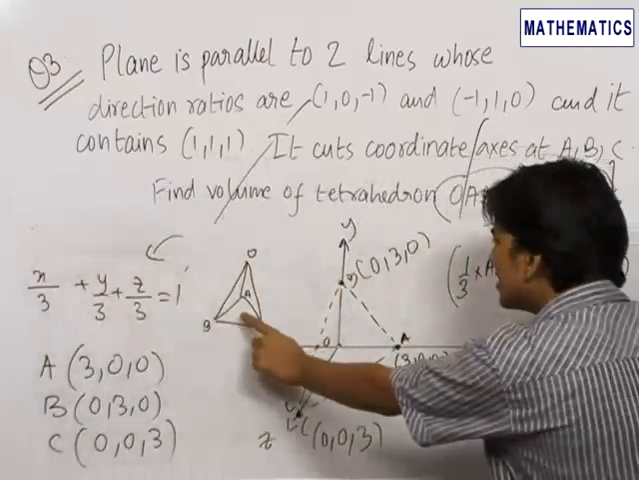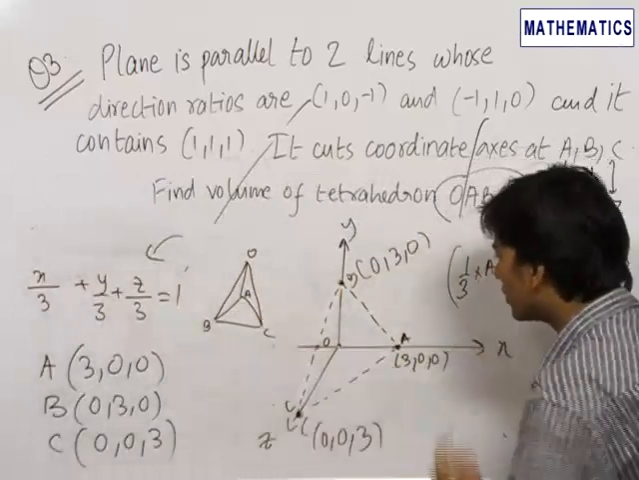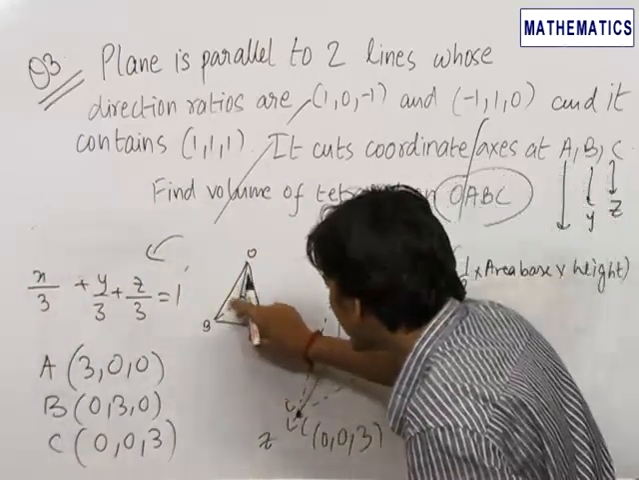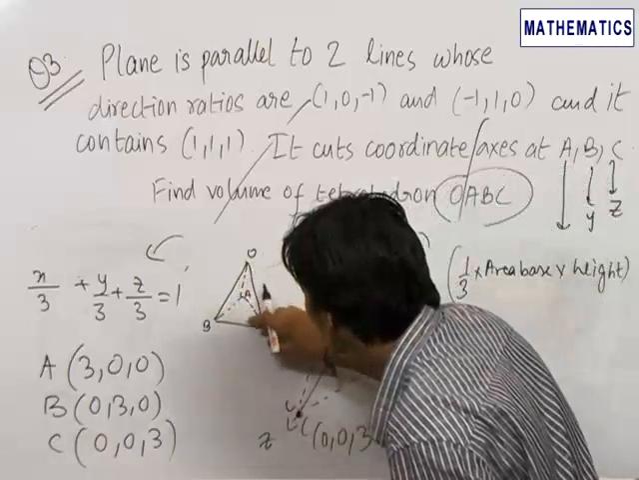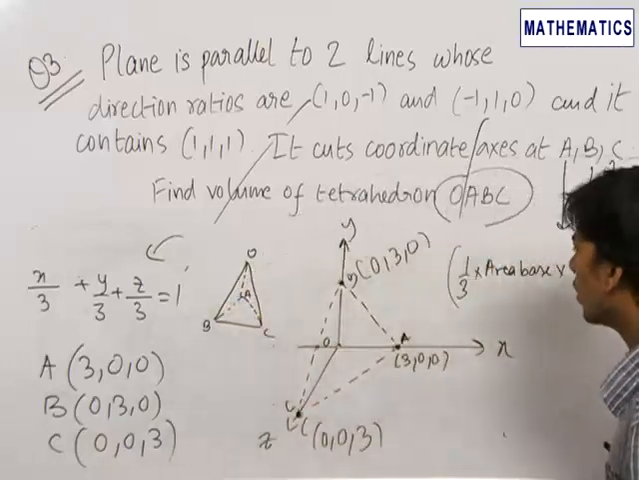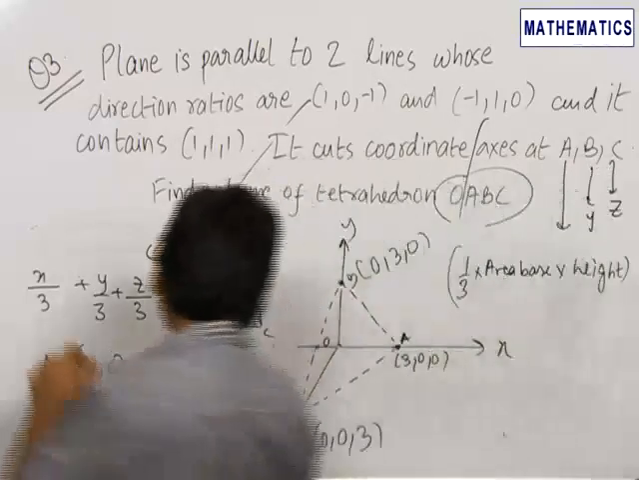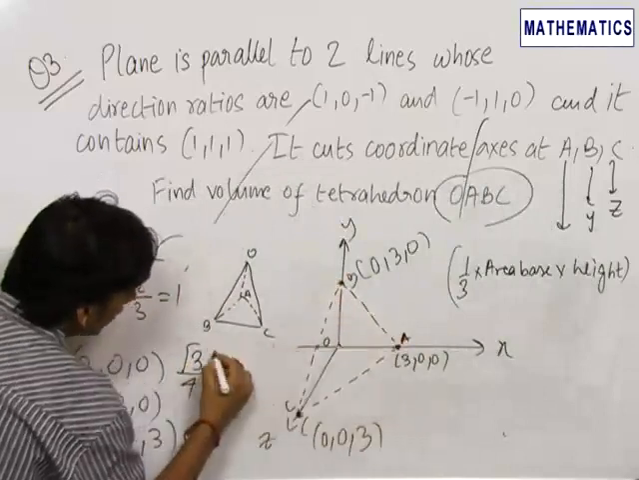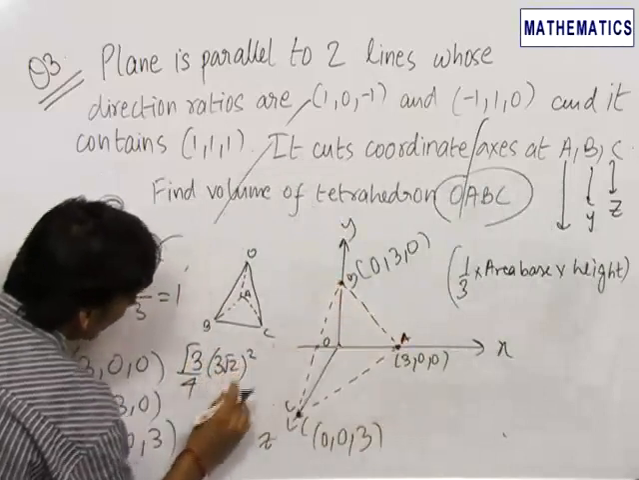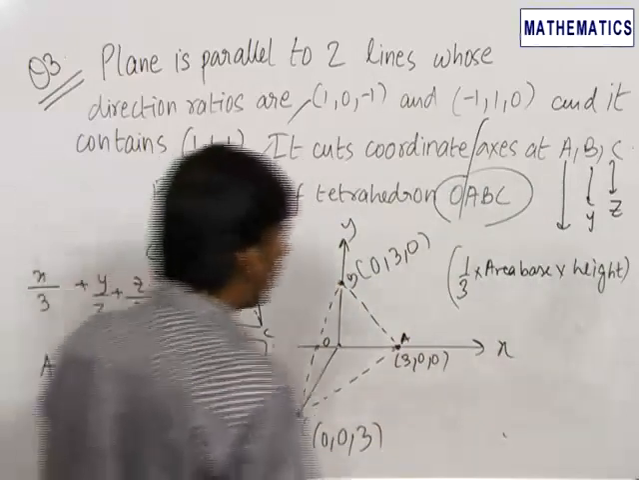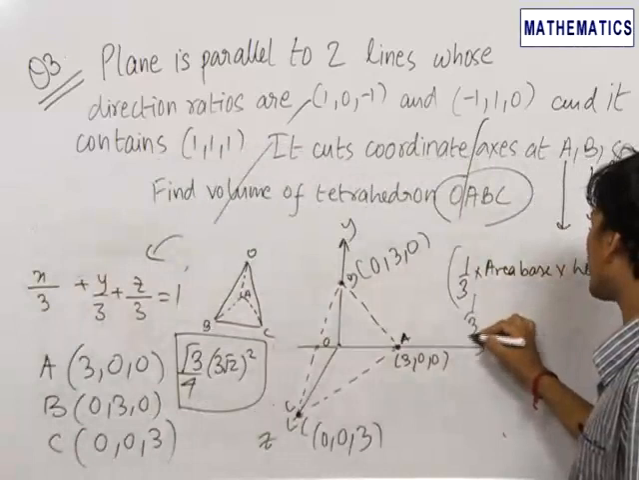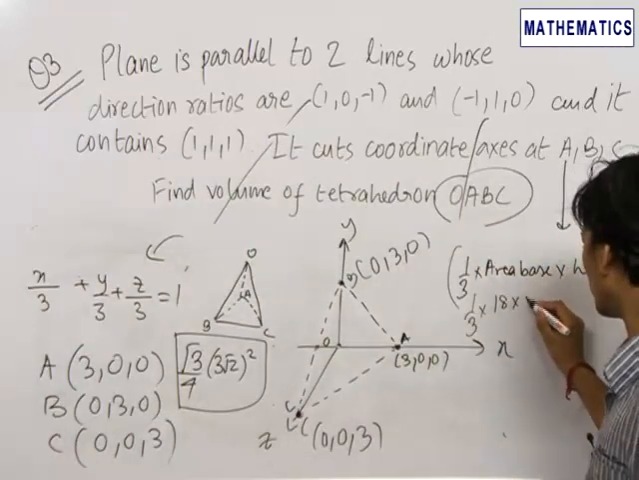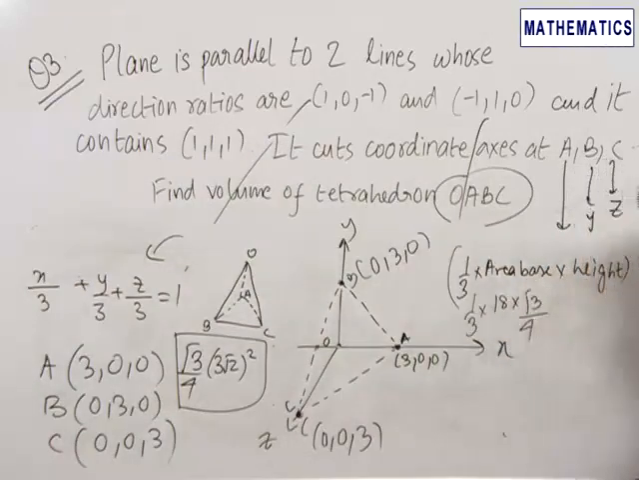Now ABC is the base, therefore we first need to find the area of the base. ABC forms an equilateral triangle, therefore the area is equal to root 3 by 4 into side square. Now the side is equal to 3 root 2, therefore 3 root 2 whole square. This is the area of the base. We write this over here to get 1 by 3 into 18 into root 3 upon 4.